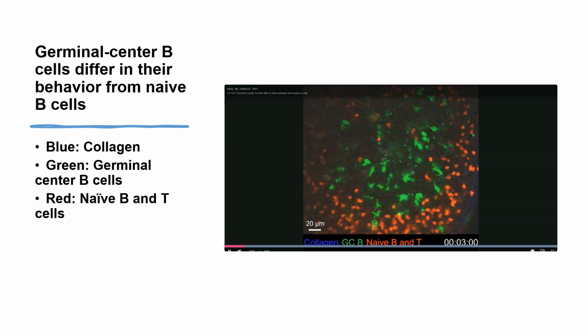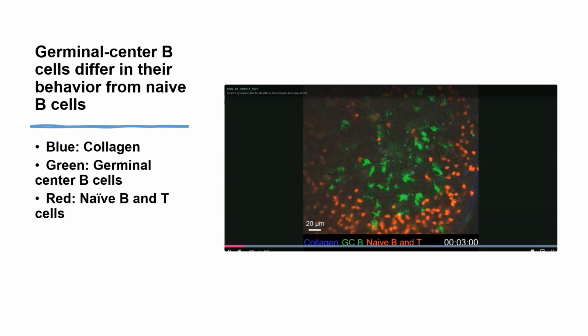So in this video, pay attention to the difference between the green and red cells in terms of their speed and their shape. In this one, you've got blue is collagen, which is barely visible, mostly in the upper left-hand corner there, but it's just a structural stain, so you don't have to worry about it. It's not going to do anything interesting.